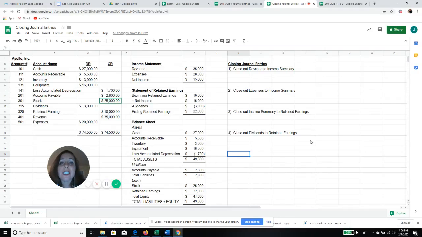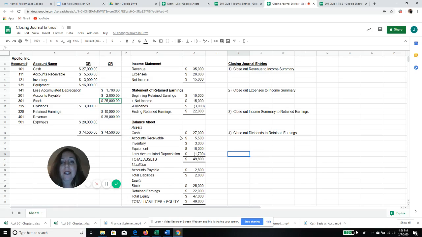Hi, we've reached the end of our fiscal year. We have our trial balance for Apollo Inc., as well as our income statement, statement of retained earnings, and balance sheet. Now that we've closed out the year and produced our financial statements, there's only one thing left to do, our closing journal entries. The closing journal entries allow us to close out our revenue, expense, and dividend accounts so that the balance is zero.